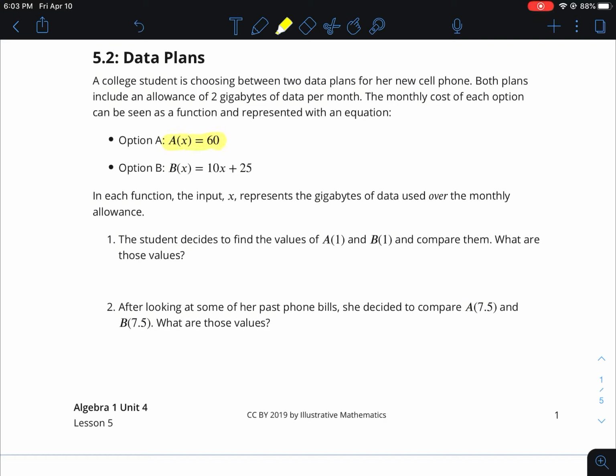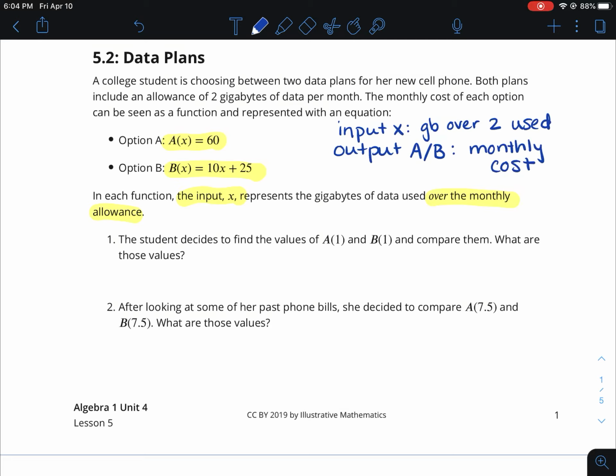So we have an equation for A and one for B. And the input x represents the gigabytes of data used over the monthly allowance. So our input here is the gigabytes over 2 used that month. And then your output, which is the A or the B for both of those, is the monthly cost, or cost for that month.